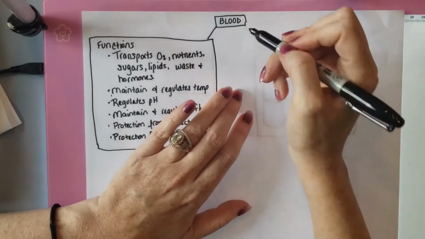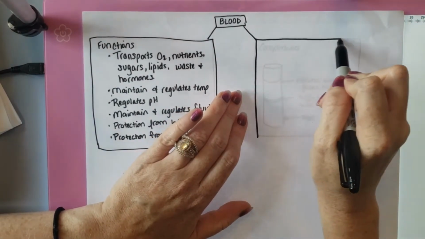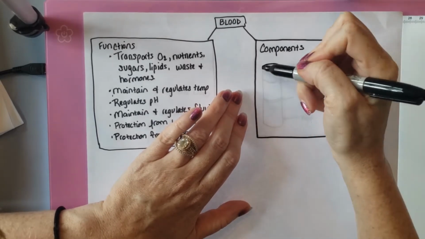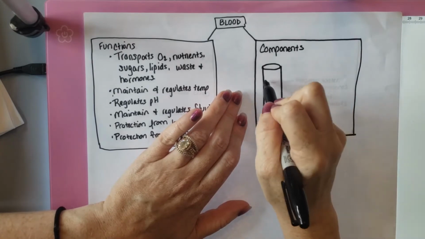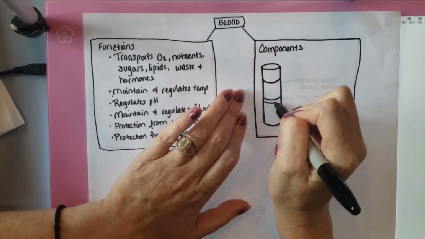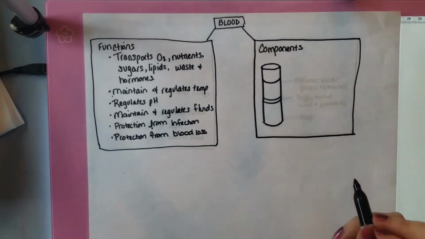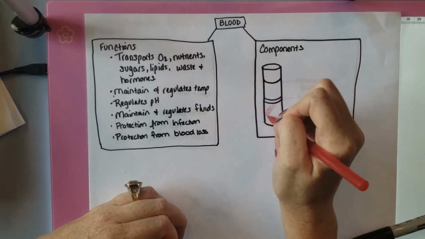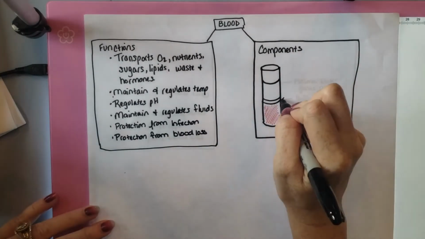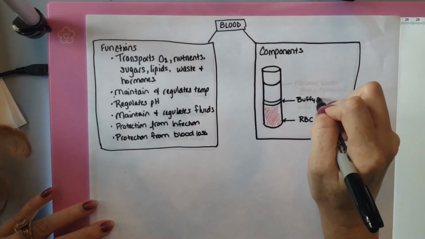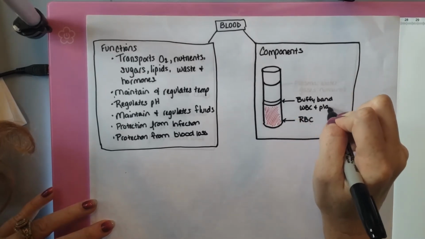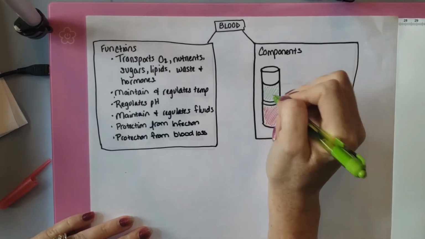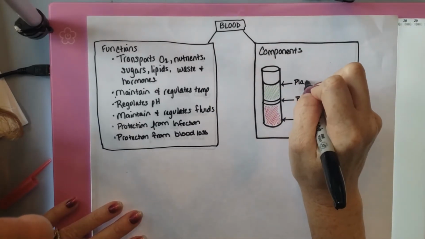Now, if you took blood and you put it into a test tube and you spun it in a centrifuge, it would separate into three main areas. So here is the test tube. All right, so this bottom layer here is the red blood cells. So I'm going to color it red. There you go. You're welcome. That is the Buffy band, which includes white blood cells and platelets. Then the bigger band above is the plasma. That includes water, gases, and nutrients.